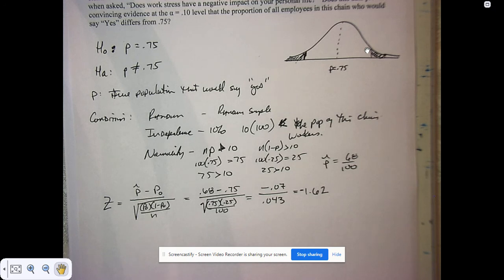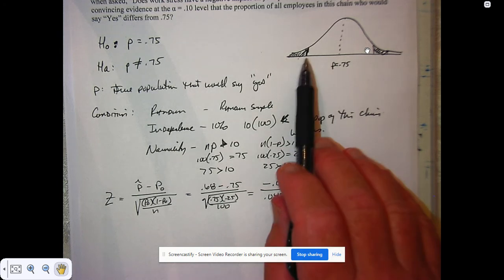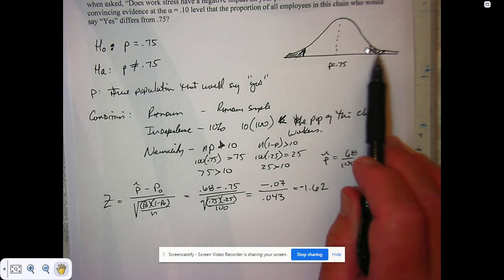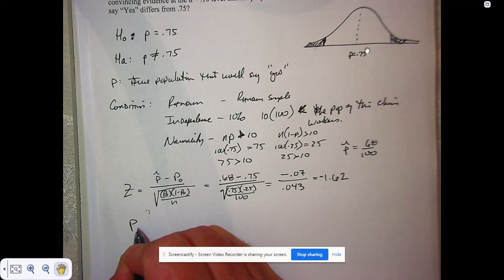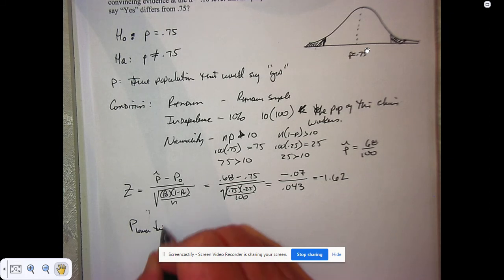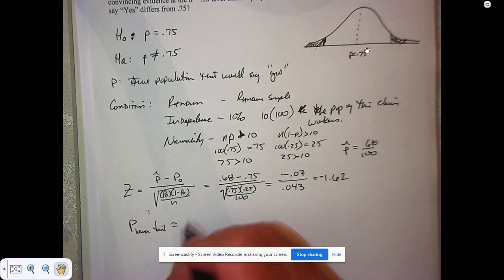Now here's where the difference in the two-sided versus one-sided comes in. Everything we've done so far has been exactly the same, but we have to figure out how likely this is to be less than that or greater than that. So when we get this p-value for just the lower tail, negative 1.62, we get 0.0526.